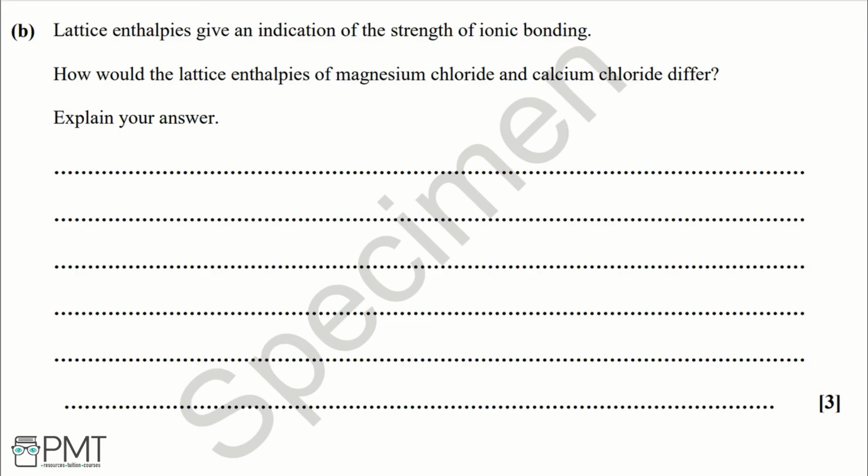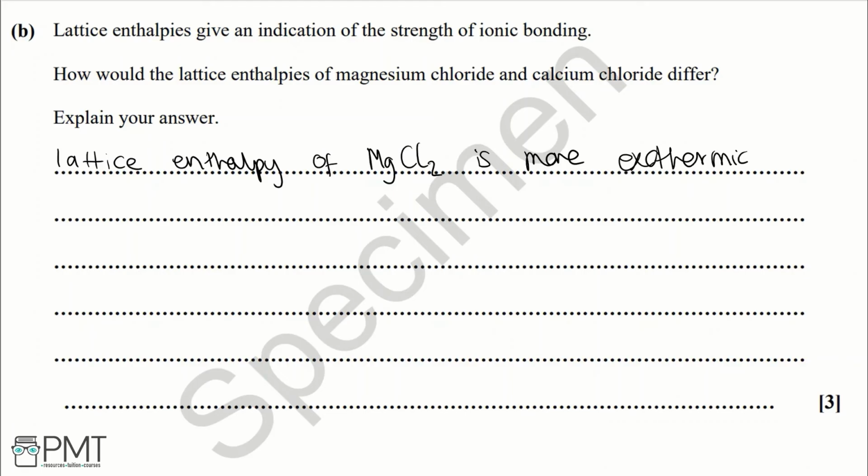Part B. Lattice enthalpies give an indication of the strength of ionic bonding. How would the lattice enthalpies of magnesium chloride and calcium chloride differ? Explain your answer. This question consists of 3 parts in order to get the 3 marks. So the first reason why the lattice enthalpies differ is because magnesium chloride has a more exothermic lattice enthalpy than calcium chloride. So this statement gets you your first mark.